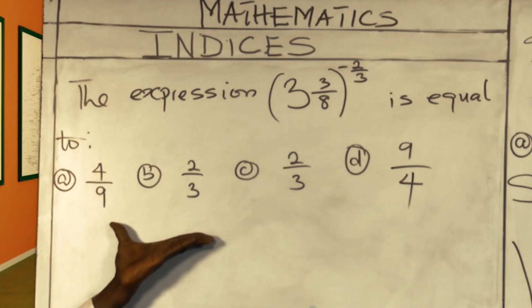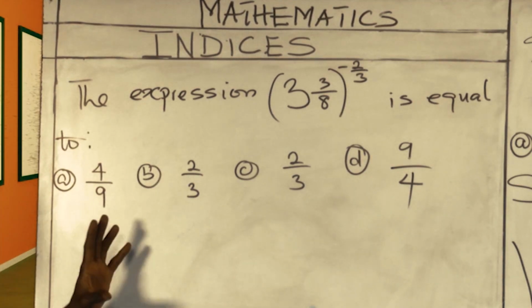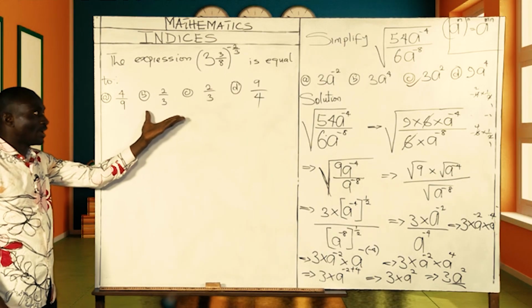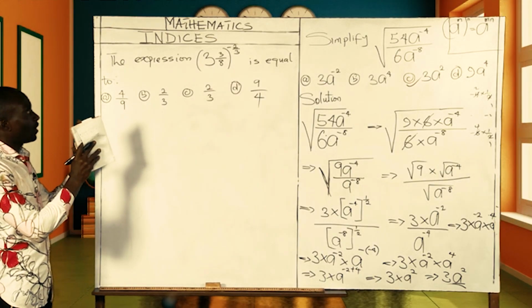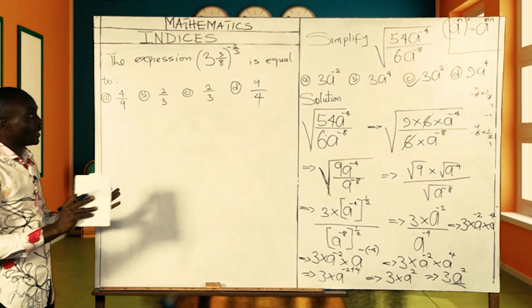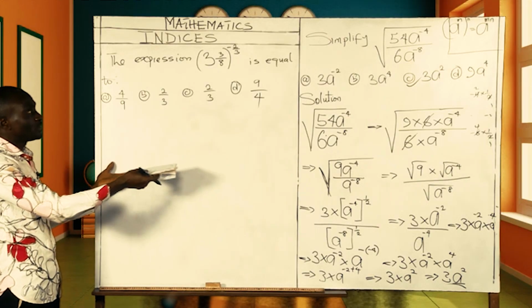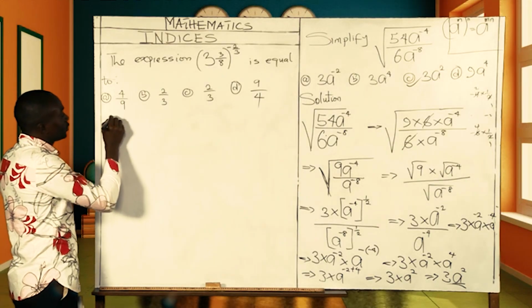Okay, this is a question, but I just discovered that the options given, we have option B and C to be the same. I think it is a mistake from the examiners. Okay, so let's work it out and see what is going to be the answer. So, solution.